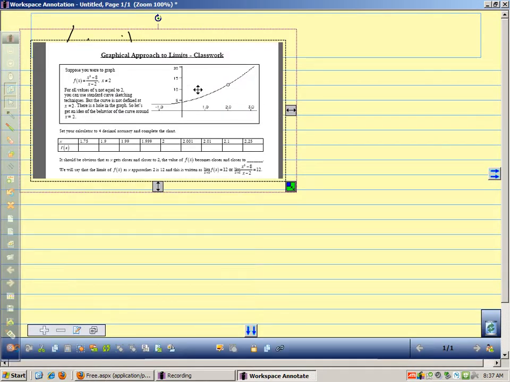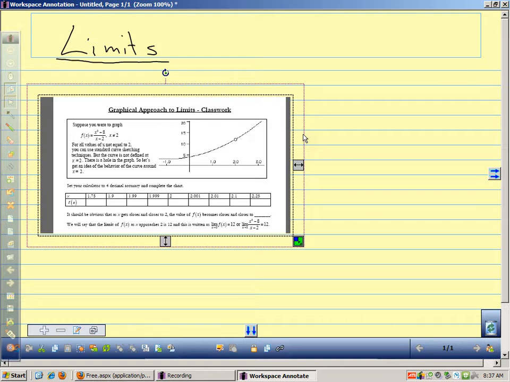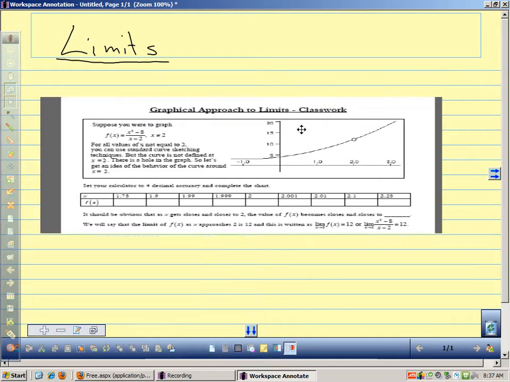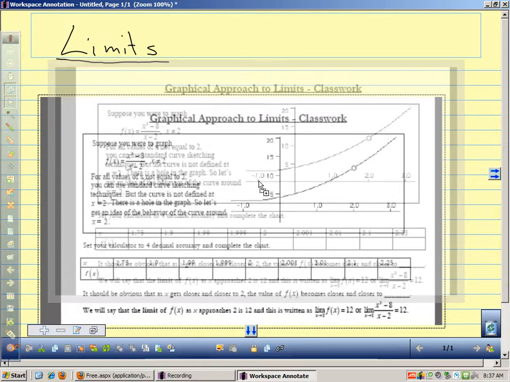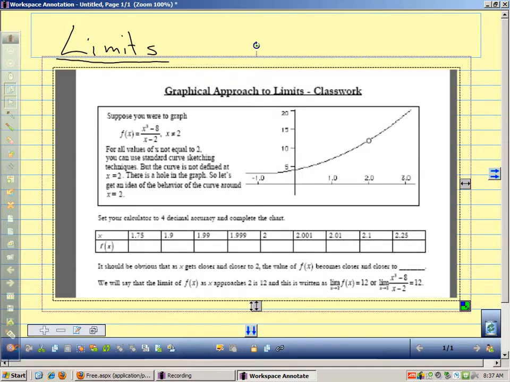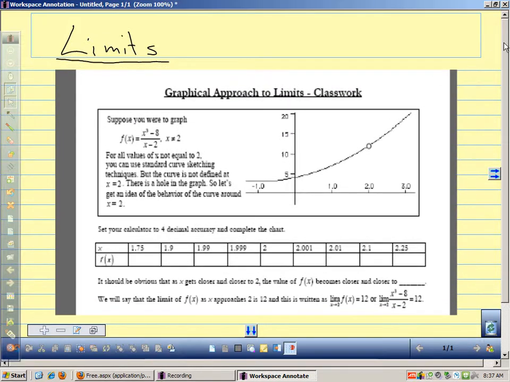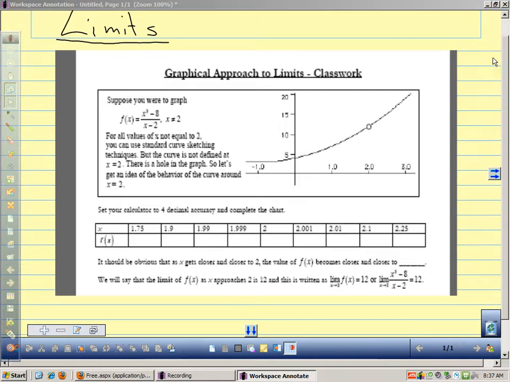So let's look at this first part. This is the top of your packet. So we're looking at this graph of x cubed minus 8 over x minus 2. So this is a rational function. We talked about rational functions and how we graph them.